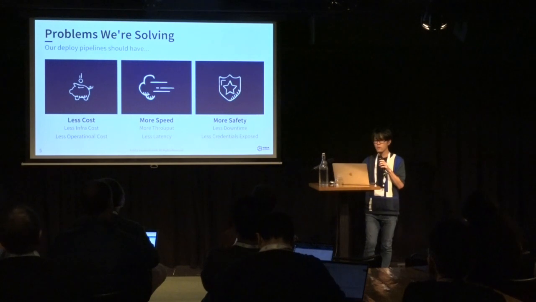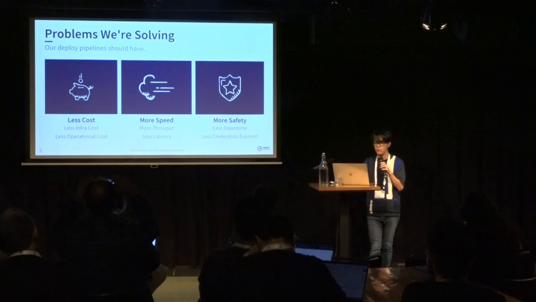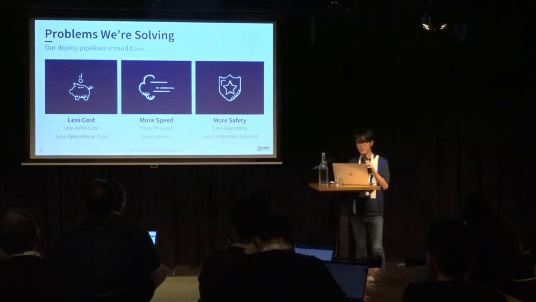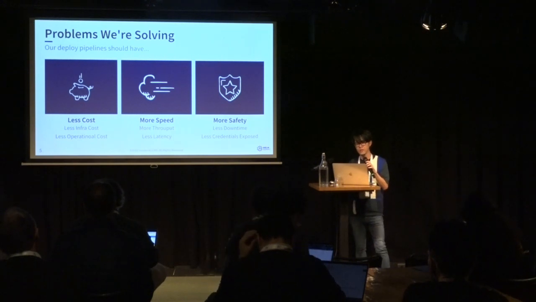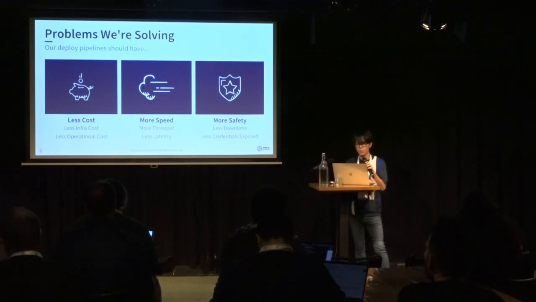Okay, so today we are solving these problems. Our deployment pipeline should have less cost. That means less infra cost and less operational cost. It should have more speed, more throughput. It's about throughput of builds and less latency. You should also have more safety. Your deployment pipeline shouldn't induce any downtime and shouldn't expose credentials.